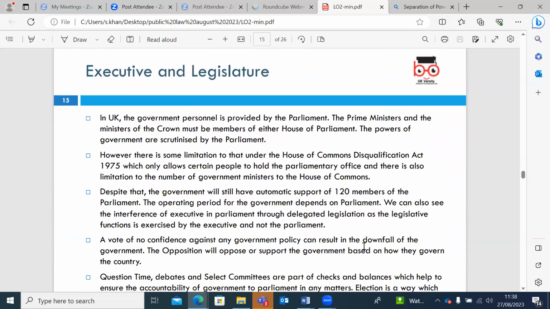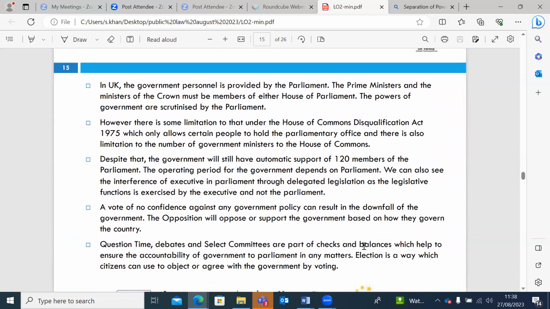The executive and the legislature. In the UK, the government personnel is provided by Parliament. The Prime Minister and the Ministers of the Crown must be members of either House of Parliament. The powers of government are scrutinised by Parliament. However, there are some limitations to that under the House of Commons Disqualification Act 1975, which restricts certain people from holding a parliamentary office, and there's also a limitation to the number of government ministers in the House of Commons. Despite that, the government will still have the automatic support of 120 members of Parliament.